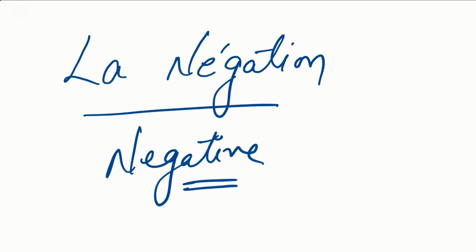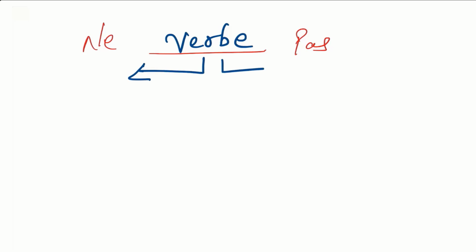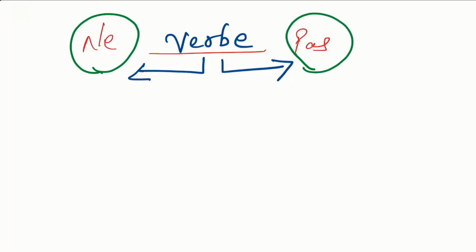For that, there are some rules we have to keep in our mind. The first rule is we have to place ne and pas in the sentence. Now the point is where to put this ne and pas. You have to put them before and after the verb. So before the verb, ne, after the verb, pas. D'accord?